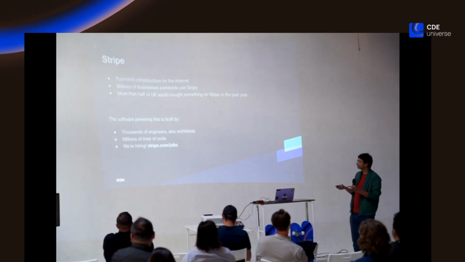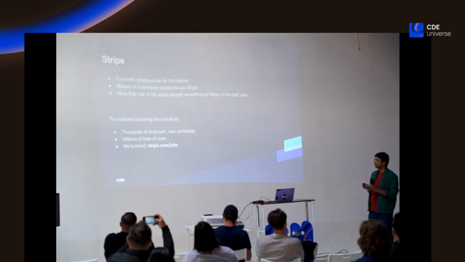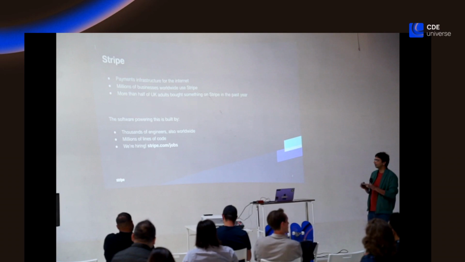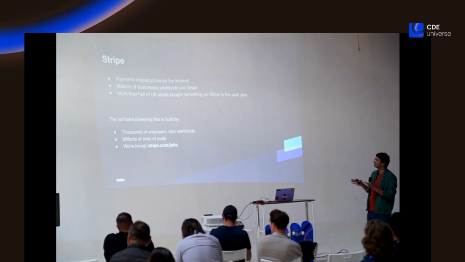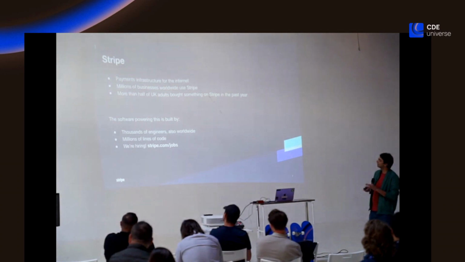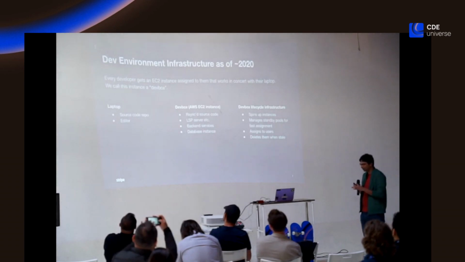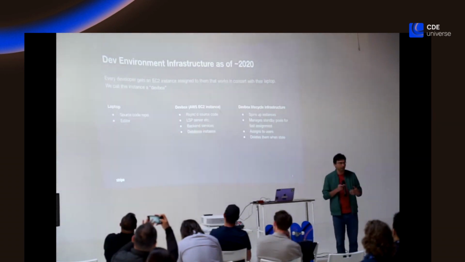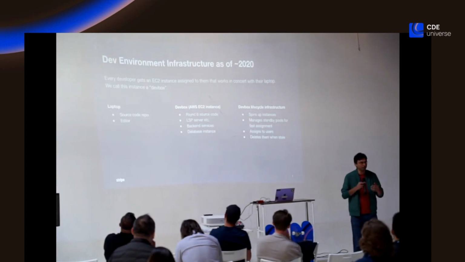Most of you are pretty familiar with Stripe, payments infrastructure for the internet. The general scale of the problem from the dev environments point of view: there are about thousands of engineers, millions of lines of code, and I'm just going to dive straight into how the dev environments actually work. It's a pretty small group, so feel free to just interrupt me with questions anytime.